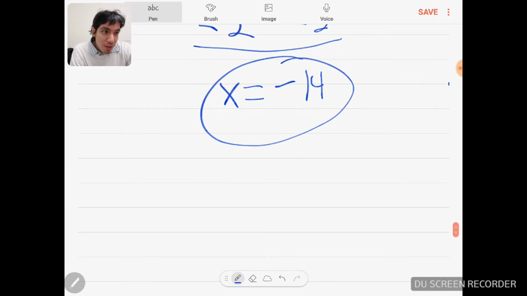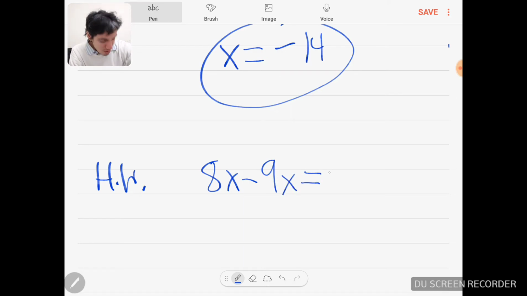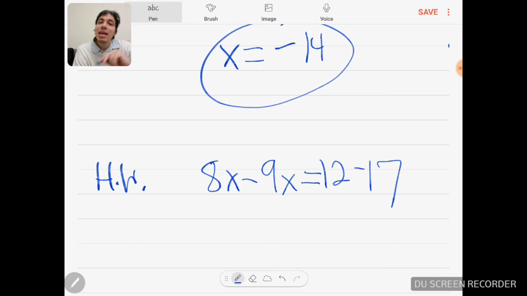So for homework, here you are. Homework says something easy. 8x minus 9x equals 12 minus 17. Hint, if you have a negative in front of the variable, you need to divide by negative 1 to get rid of the sign, okay?